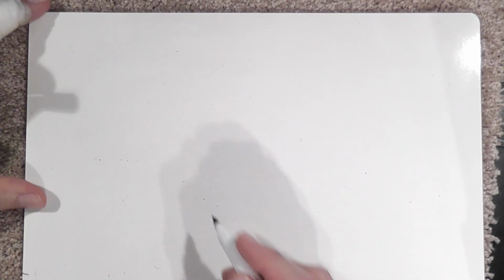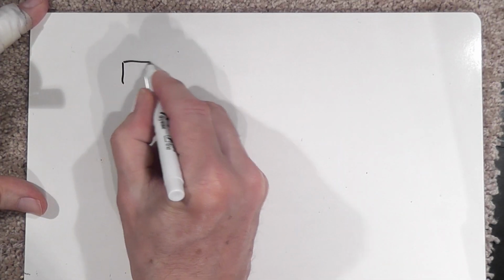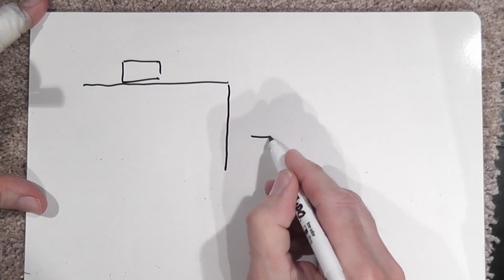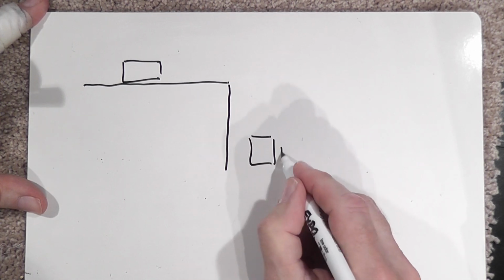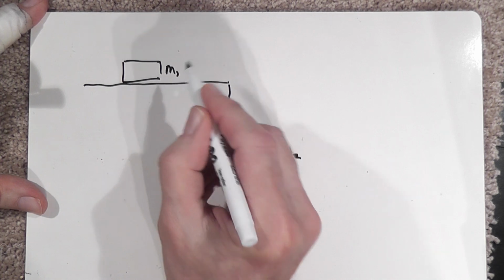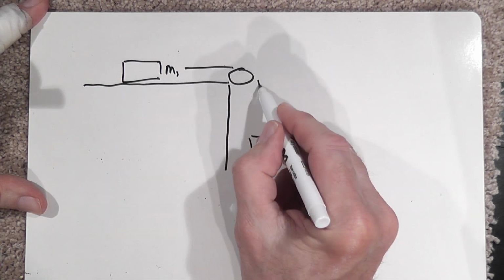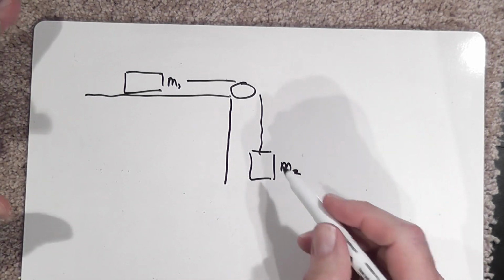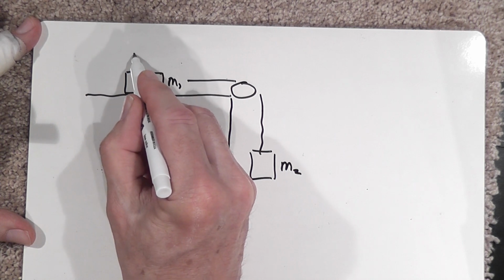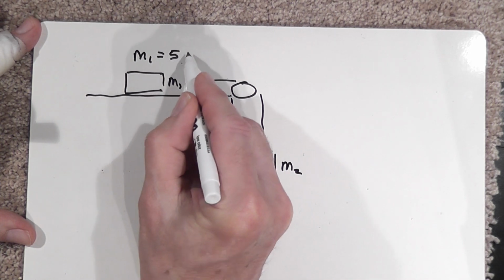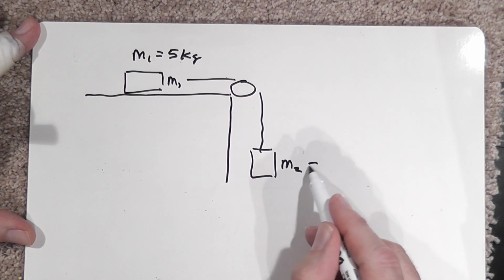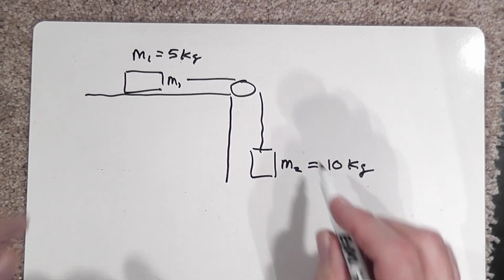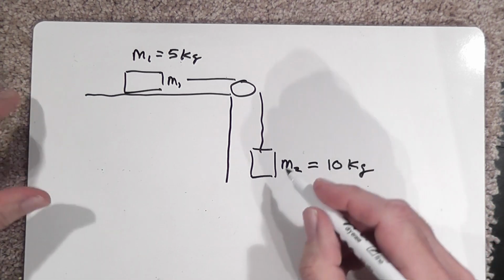One application I want to talk about is where you have a mass on a table, and we did some of these, and you have a second mass over here. We'll call this M1 and M2. They are hooked up by a pulley system, and you want to find the acceleration. This mass here is M1, and we're going to say it's equal to 5 kilograms. M2 is equal to 10 kilograms. So how do you do this problem? Well, you want to find the acceleration.